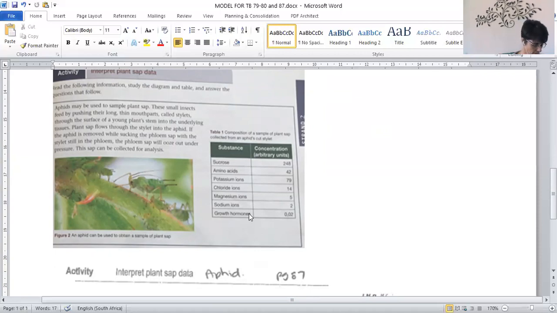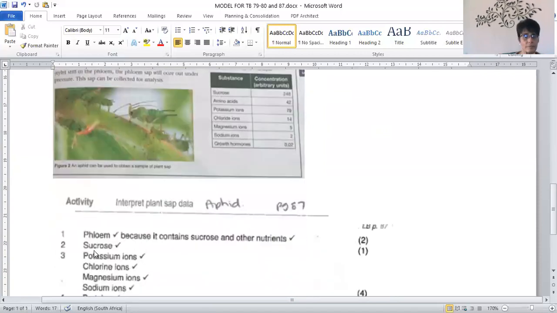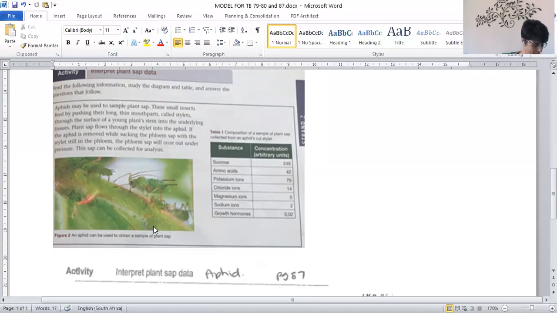Okay, right, the next one, so that was that answer. Okay, so it said state one substance that was made by the plant. So you don't just have to say sucrose, it could be amino acids and growth hormones as well. Okay, because those aren't absorbed from the ground or the air.